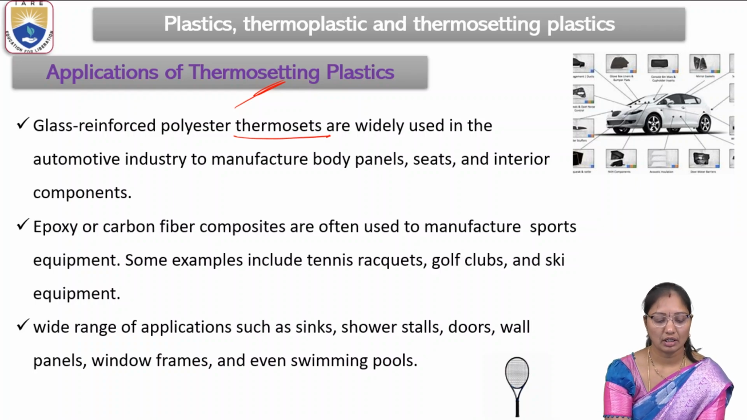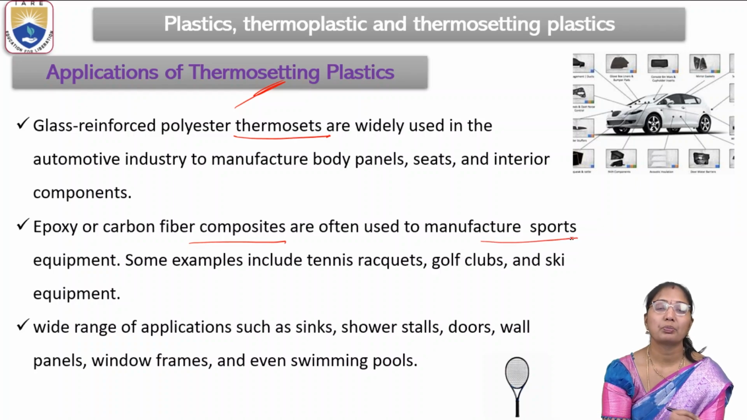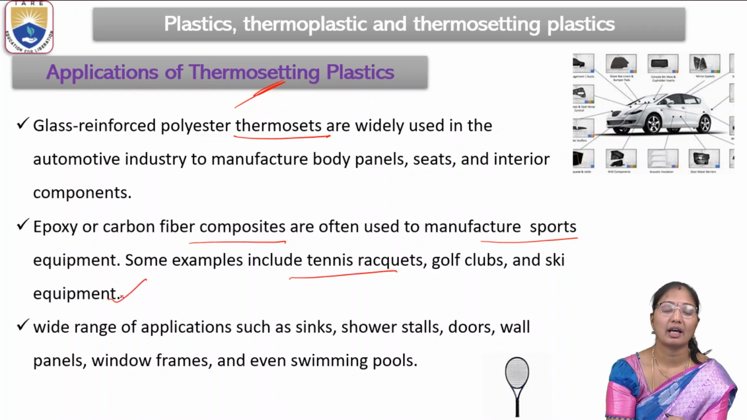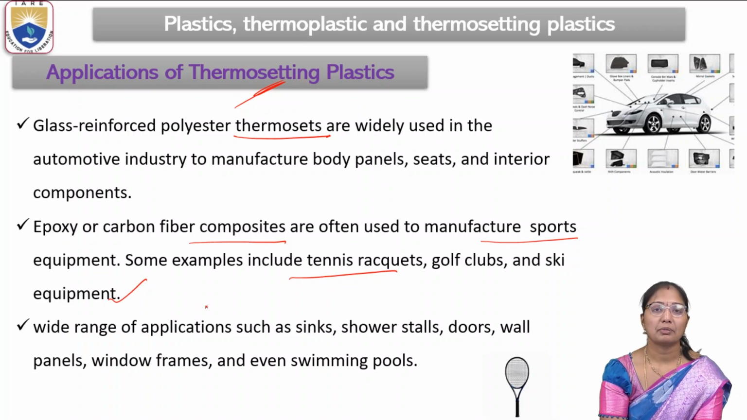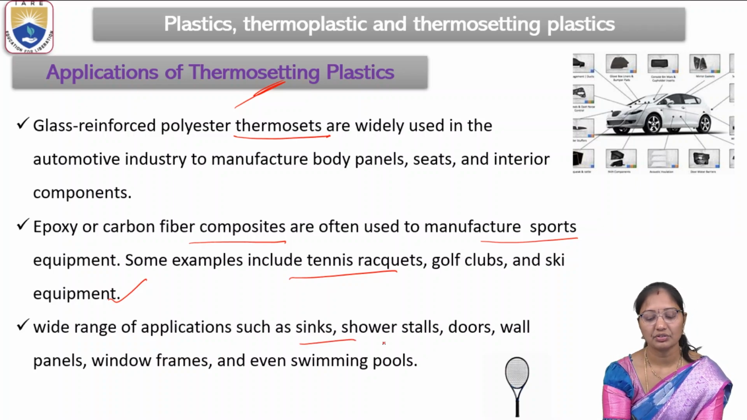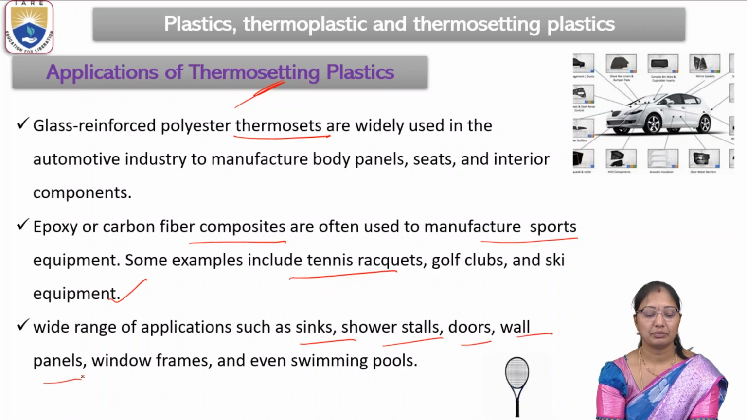Epoxy or carbon fiber composites are often used in the manufacturing of sports equipment like tennis rackets, golf clubs and ski equipment, which are made of these composites from thermosetting polymers. A wide range of applications such as sinks, shower stalls, doors, wall panels, window frames and even swimming pool linings are made of thermosetting plastics.